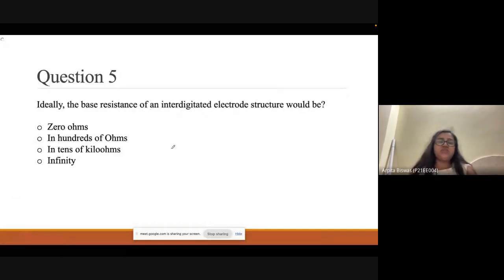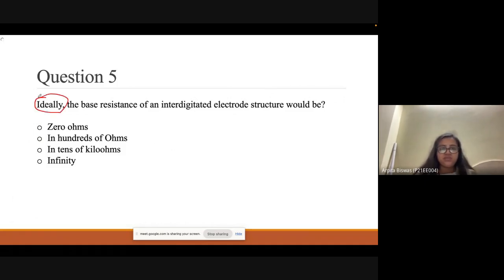So next we are moving toward question number 5. Ideally, the base resistance of an interdigitated electrode structure should be: the first option is 0 ohm, the second option is in hundreds of ohm, the third option is in tens of kilo ohm, and the fourth option is infinite. So what is the right answer? Take your time and then try to give the answer. Ideally, the base resistance of an interdigitated electrode.